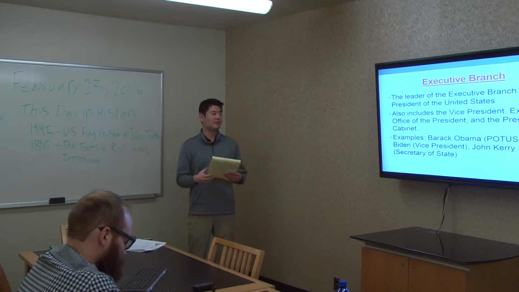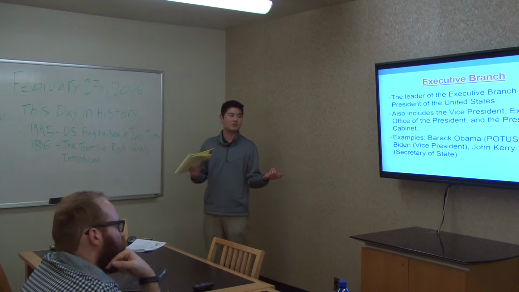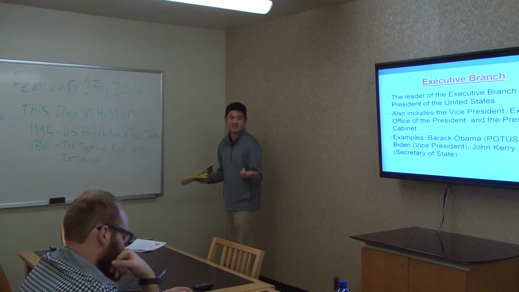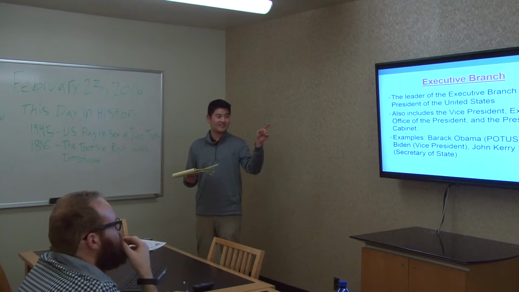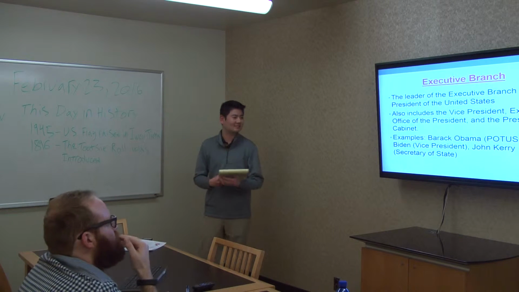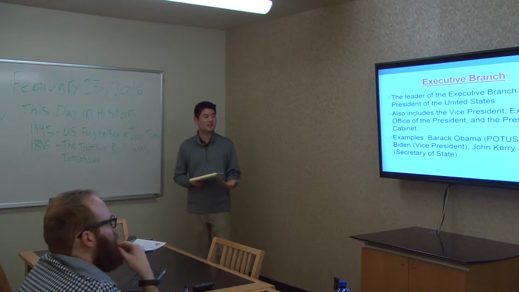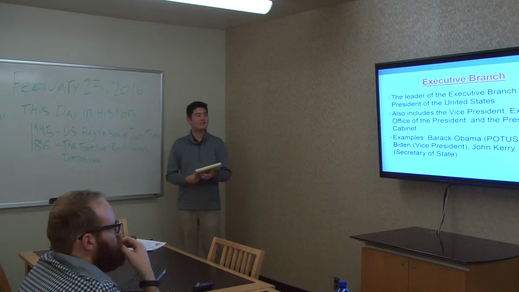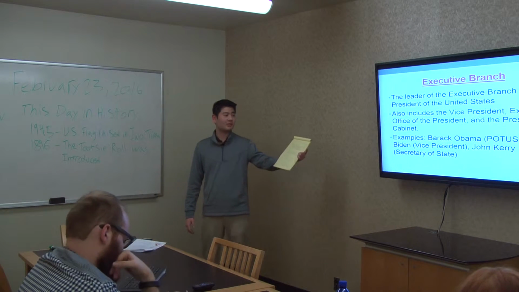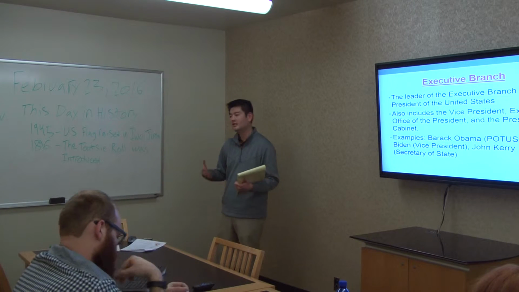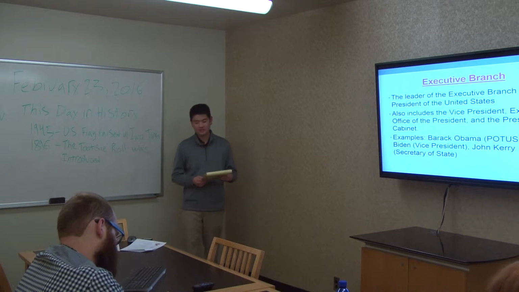And so some real life examples of the executive branch are obviously Barack Obama, POTUS, I threw that in there for you social media kids. Can you explain what POTUS is? President of the United States. Oh, thanks. It's Barack Obama's Twitter handle, actually. Oh, okay. And then Joe Biden, who is the vice president right now, and John Kerry is the Secretary of State. So kind of an example of the cabinet members. So all of these members are included in the executive branch. This branch of government is in charge of making all the executive decisions.